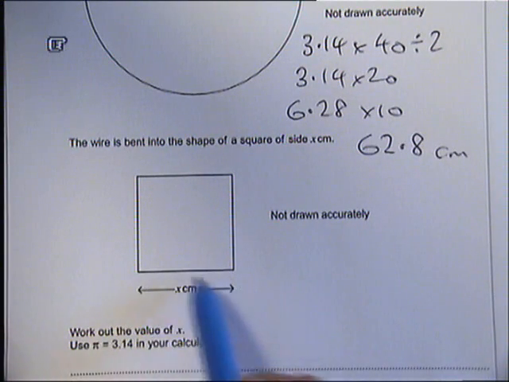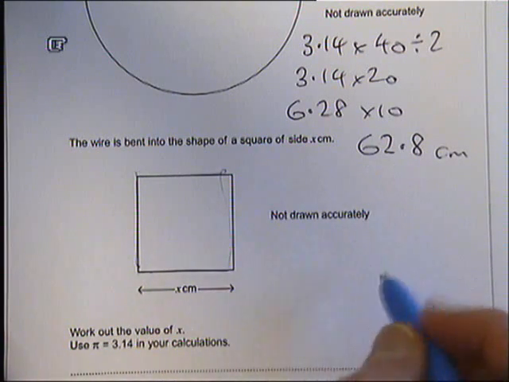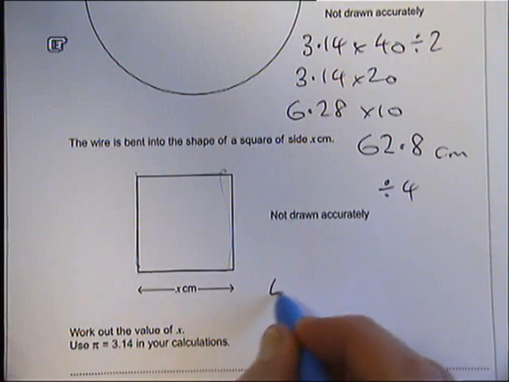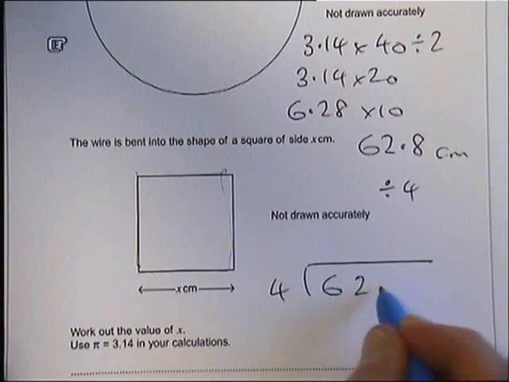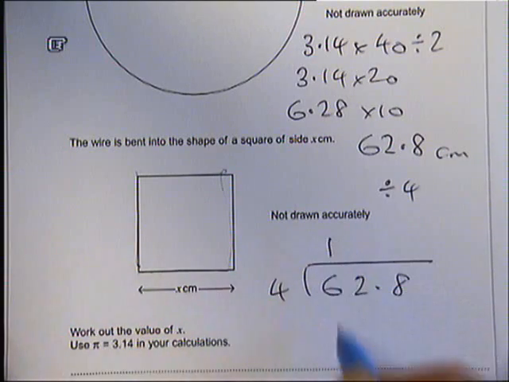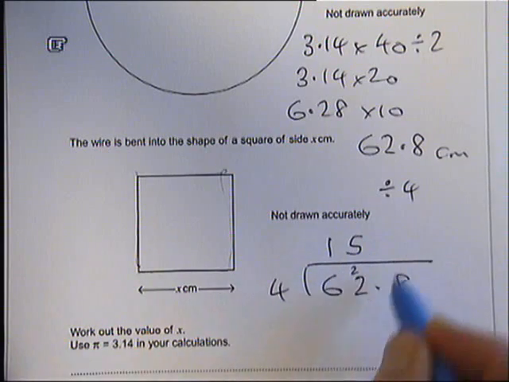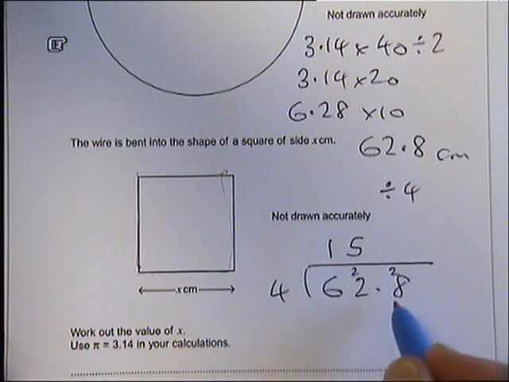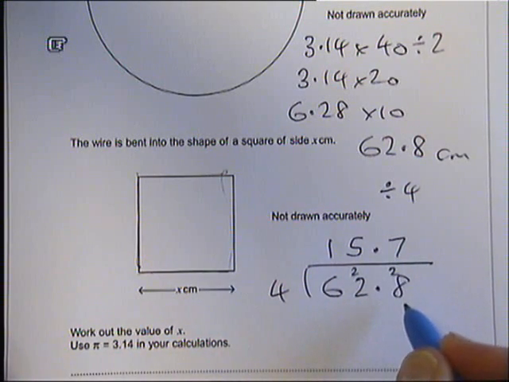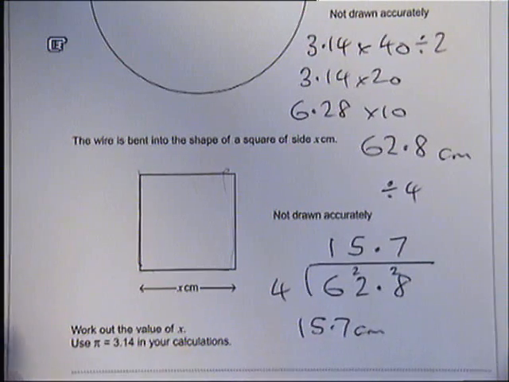So for the square here, these four sides together make 62.8. So each side will be 62.8 divided by 4. And the classic way of doing that division is laying it out like this: 62.8 divided by 4. 4 goes into 6 once, with a remainder of 2. 4 goes into 22 5 times, with a remainder of 2. 4 goes into 28 7 times. There's a point here, I need to put a point in there. So the answer in this question, x will be 15.7 centimetres.